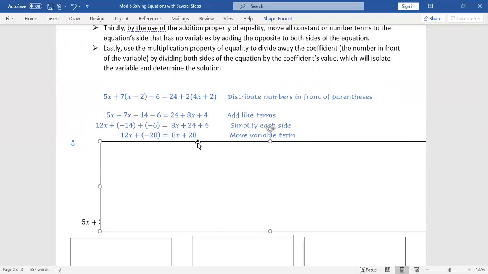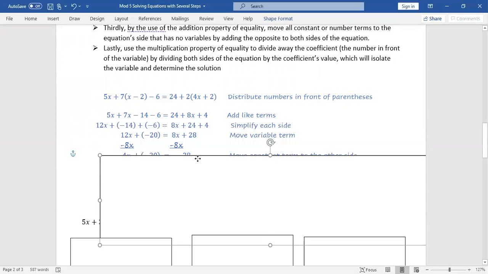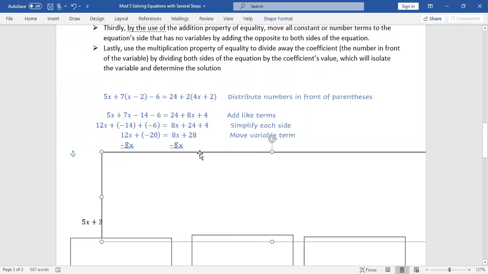Okay, so now I've simplified both sides, but now I have to move my variable term to be on the same side as the other variable term. So I always like to move all my variables to the left and my constants to the right. It really doesn't matter. I like consistency. So that's my preference. So I subtract 8x from both sides of the equation. I'm utilizing the addition property of equality here. I'm moving the entire term by adding its opposite. The opposite of a positive term is going to be a negative term. So I'm adding negative 8x to both sides.